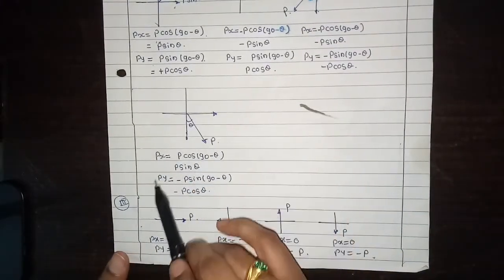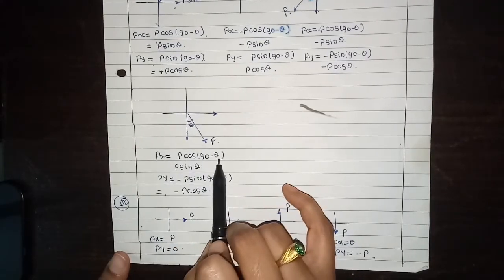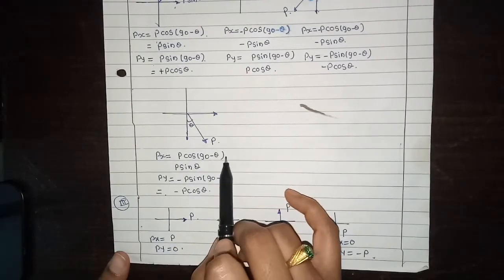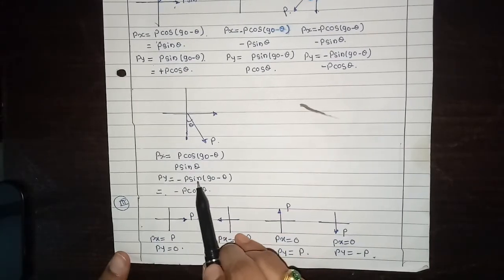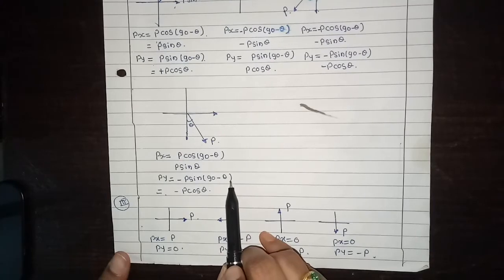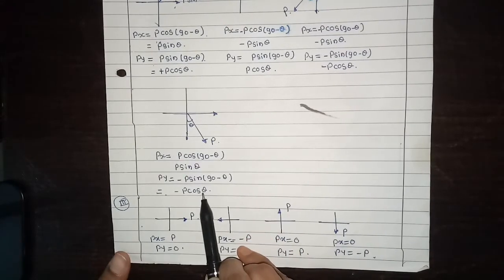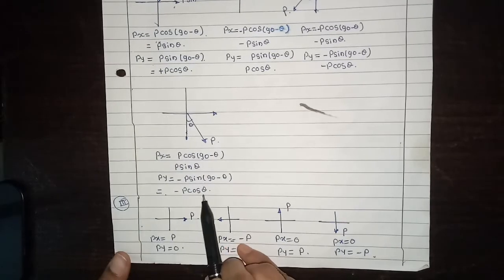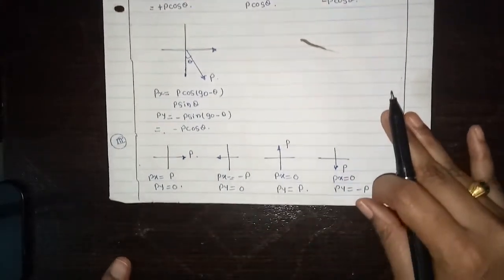Then if force P lies in the fourth quadrant, Px is equal to P cos(90 minus theta), right? Cos(90 minus theta) means sin theta. Then Py is equal to minus P sin(90 minus theta). Sin(90 minus theta) means cos theta, so minus P cos theta. This is the second part.